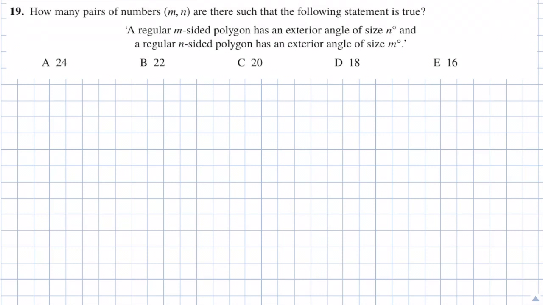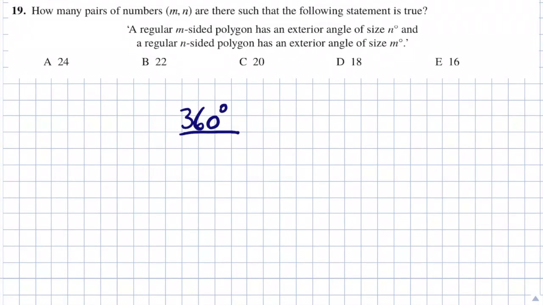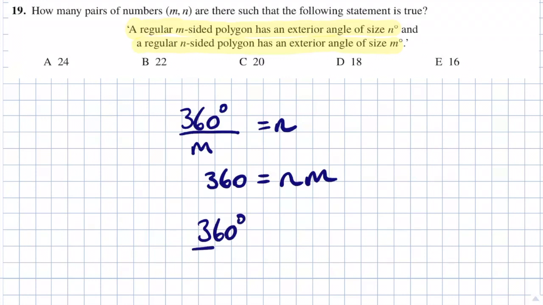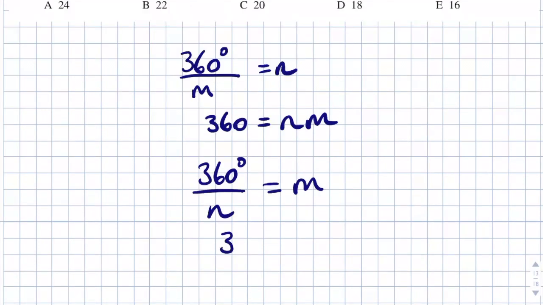So, in order to calculate the exterior angle of any polygon, we need to do 360 degrees divided by the number of sides. So in this case, for the first part of the statement, 360 divided by m equals n. Of course, that's going to be 360 equals nm. And the second part of the statement is going to be 360 degrees divided by n, which equals m. And of course, that becomes 360 equals mn. Both of the statements give us the exact same result.